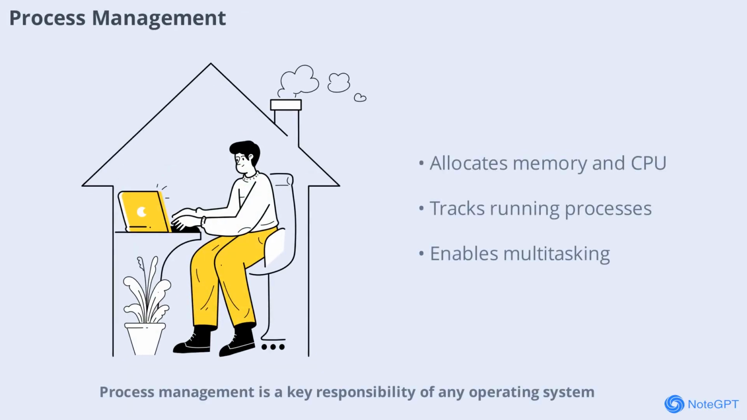Process management is a key responsibility of any operating system. When you run a program, the OS creates a process for it, allocating resources like memory and CPU time. The OS keeps track of all running processes, making sure they don't interfere with each other. It can start, pause, resume, or stop processes as needed. This careful management allows your device to run multiple programs smoothly and efficiently.